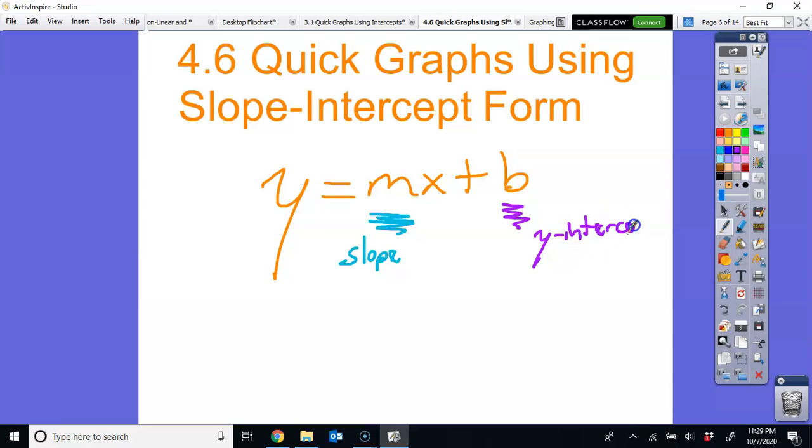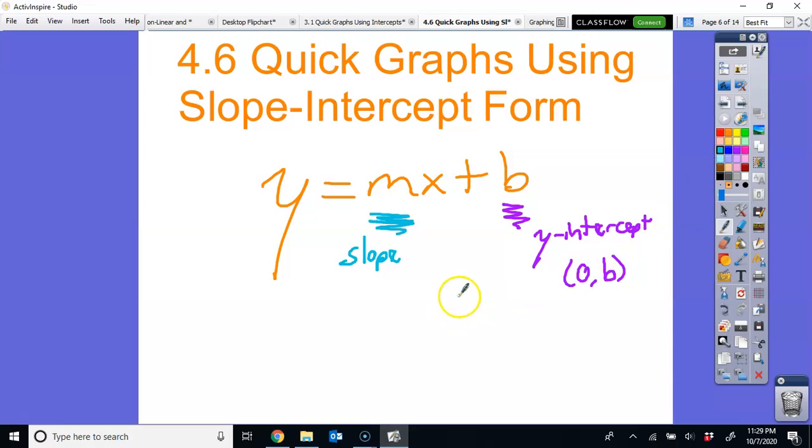Wait a minute, why does that matter, Mr. Harrison? Because look at what you have. The y-intercept is a point on the graph. And I even joked about this a little bit. It's where you begin with word problems. Guess what? You can do it with graphing too. You can begin your graph at the y-intercept.